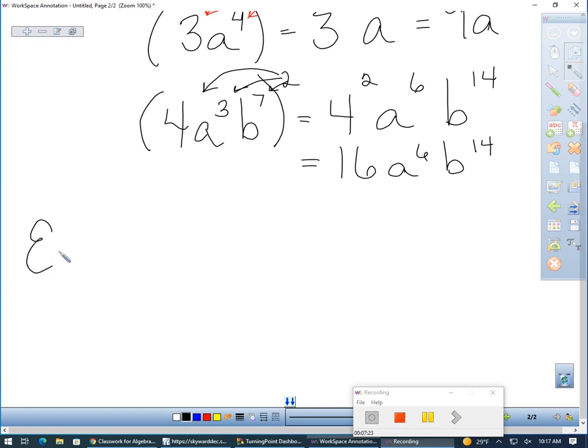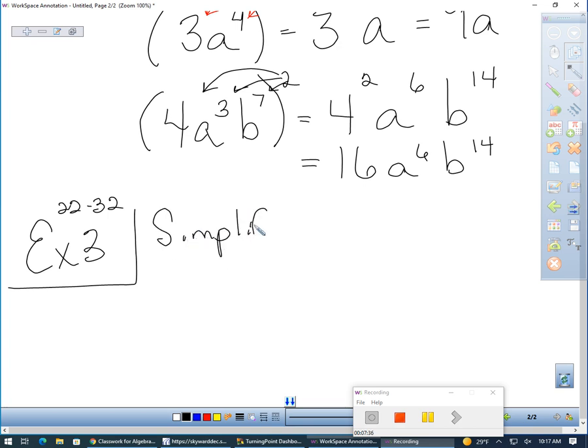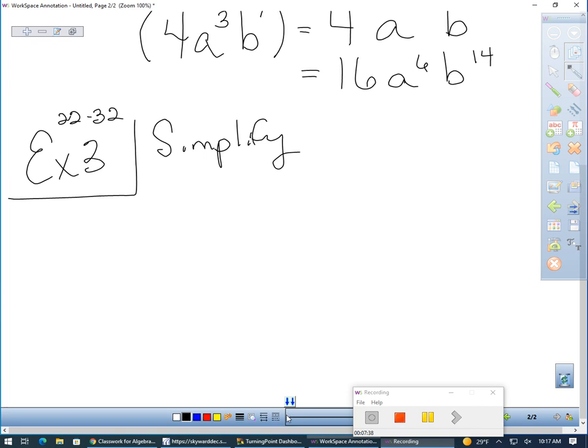So here, I'm going to do example number 3. This is still part of the same section, though. This is still part of the 22 through 32. Let's say, again, I'm going to ask you to simplify, but I am stepping it up a little bit more, Jace. Are you ready? Okay.